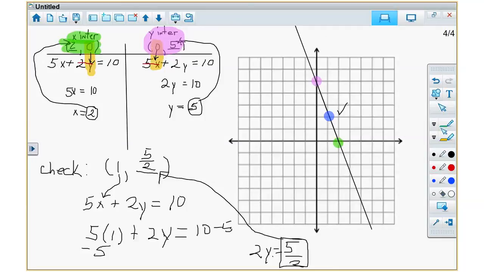5x plus 2y is equal to 10. Under the pink, we plug in 0 for what? X. That leaves us with 2y is equal to 10. Divide, y is equal to 5. There's our 2 points. We draw the line.